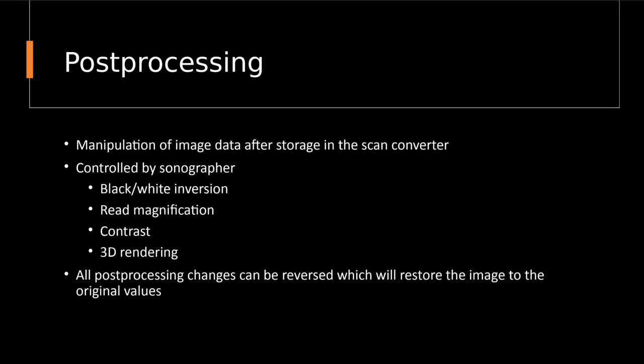We can do black and white inversion. We don't really do this too often, but some of the radiologists will do this, especially in breast imaging. They'll just invert the black and white scale. We can do read magnification. So on pre-processing, we could do write magnification. Post-processing, we can do read magnification. We'll learn about that. We can also adjust our contrast.